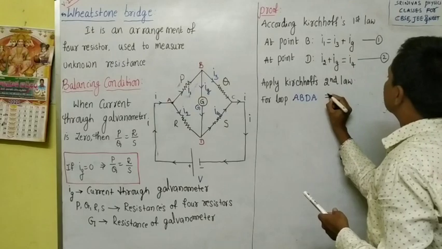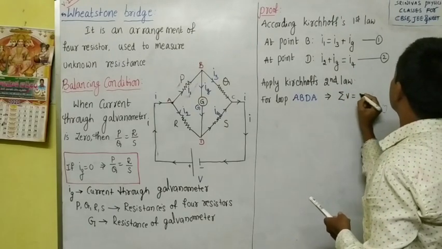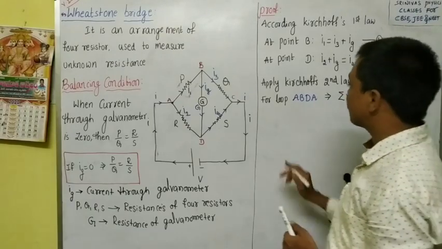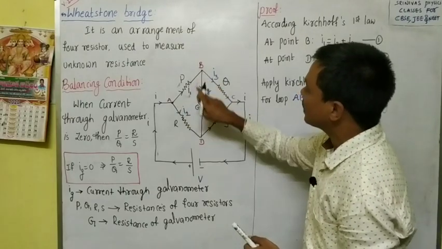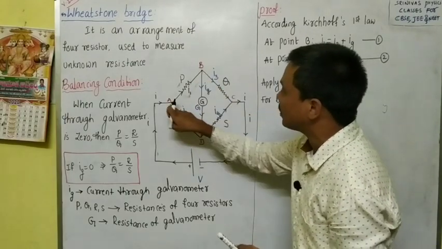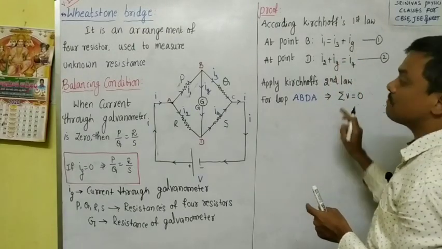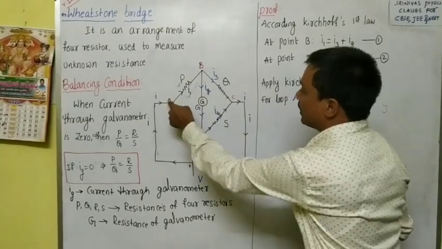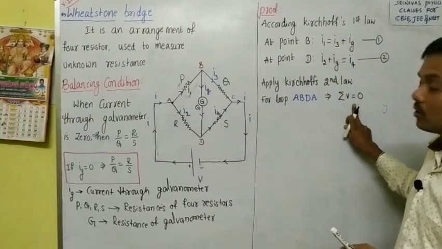What is our Kirchhoff's second law? The algebraic sum of potential differences in a closed path is equal to 0. Now we have to write the sum of potential differences. First A to B we are going, next B to D, next D to A. When you go, the sum of potential differences in the closed path we have to write. How do we write the algebraic sum of potential differences in a closed circuit?